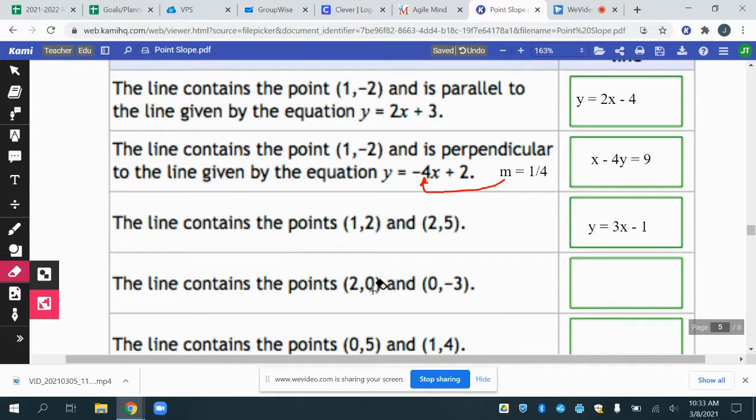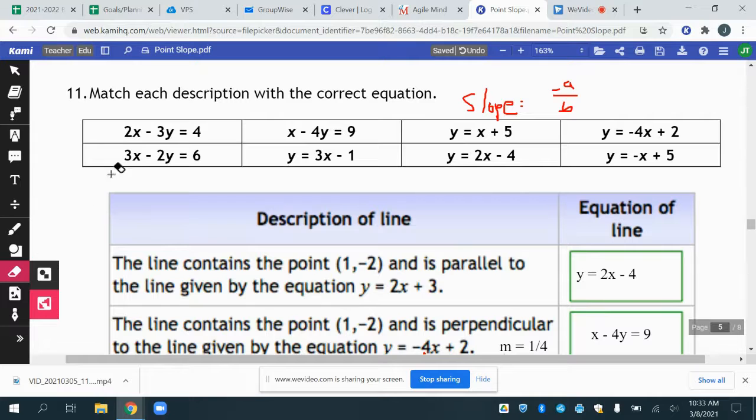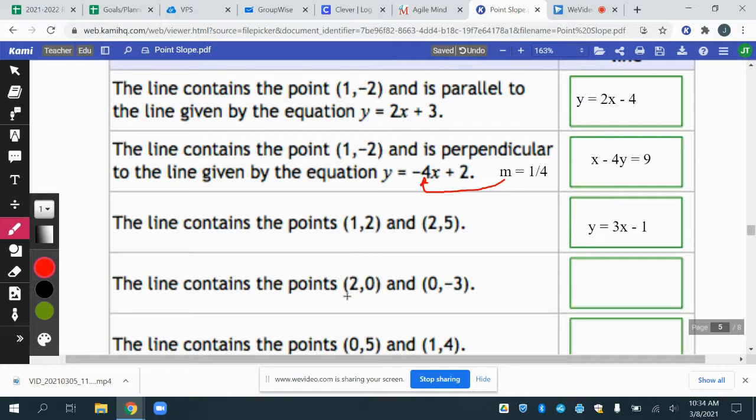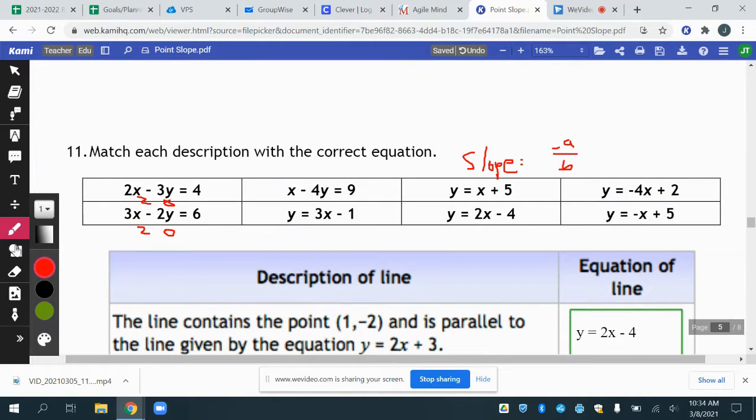If x is 2, y is 0. Let's see what happens if I make x 2 and y 0. 2 times 2 is 4, minus 0 is 4. Hey, that works. 2 times 3 is 6, minus 0 is 6. It works for both of them. Let's move on to (0, -3) then and see which one works there.